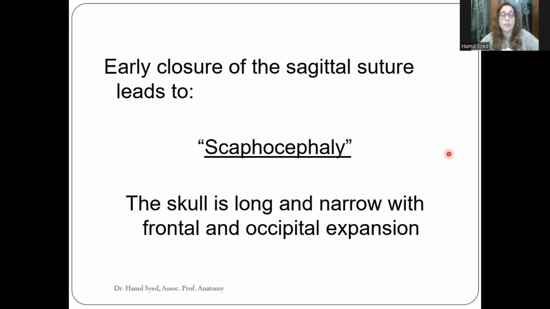The first type of craniosynostosis is scaphocephaly. Scaphocephaly occurs when there is early closure of the sagittal suture. If you recall, this was the suture present in the vertical midline plane between the two plates of parietal bones. If this suture closes prematurely, then this will give rise to a skull shape in which the skull is long and narrow with expansion in the frontal, that is anterior, and occipital, that is posterior regions.